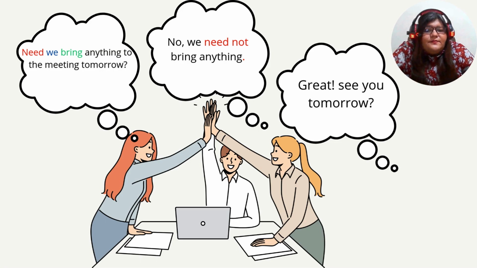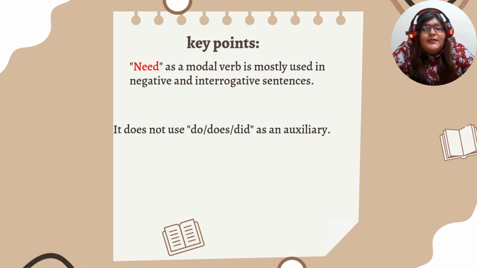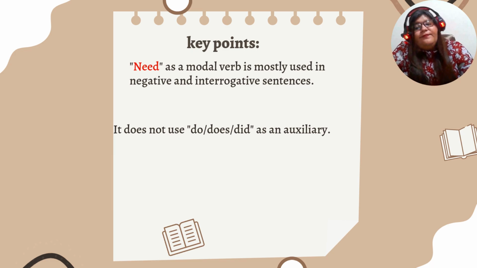So now, guys, please keep in mind these key points. Need as a modal verb is mostly used in negative and interrogative sentences, and it does not use the auxiliary verb do, does, or did. So be careful with these key points, and you will differentiate when need is a modal verb or a main verb.